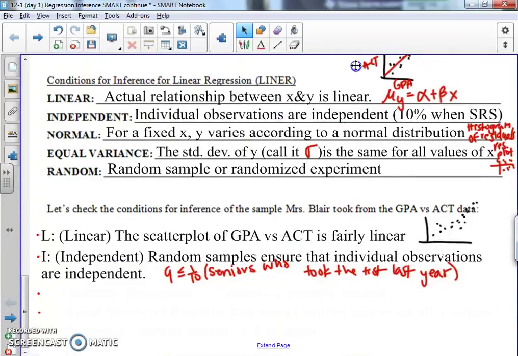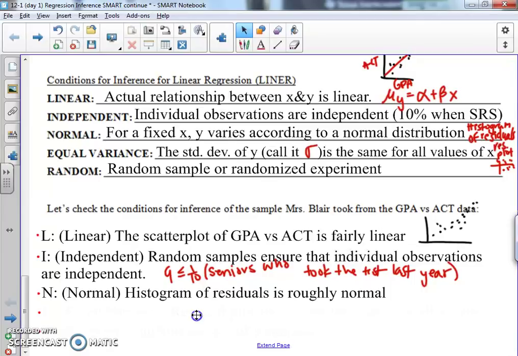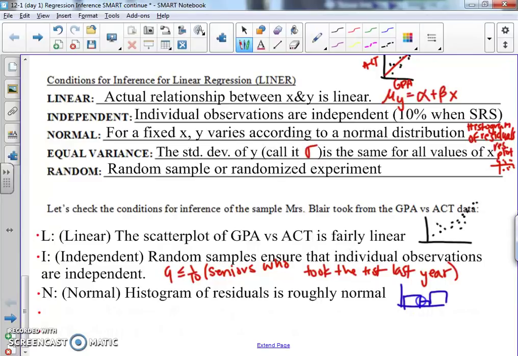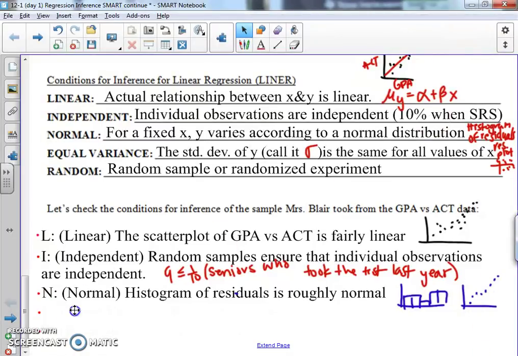Okay. So the way I would say it here is normal. The histogram of the residuals is roughly normal, and what you want to do is draw a picture. If you remember, the picture I had was kind of like this. Okay. Or instead of histogram of residuals, you could cross that out and say normal probability plot, and you could draw the picture of the normal probability plot heading in a linear direction. Those are 2 options for checking the normal condition.